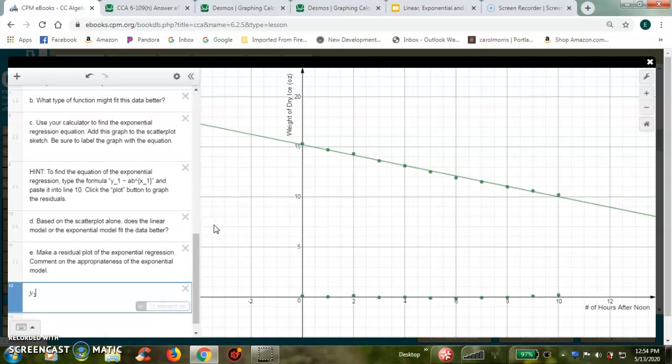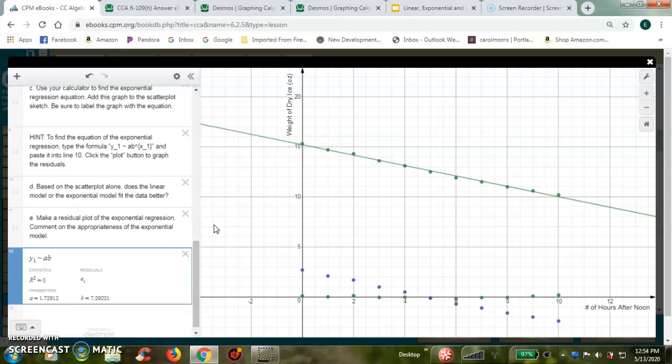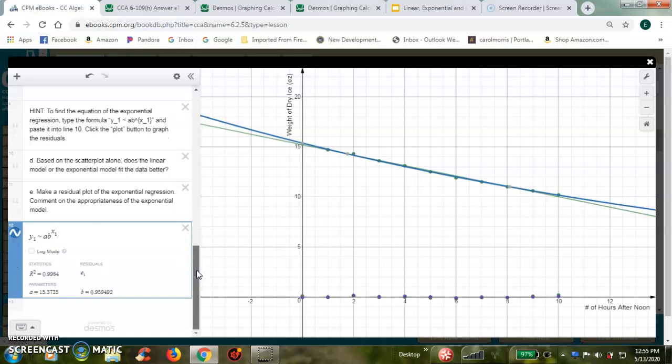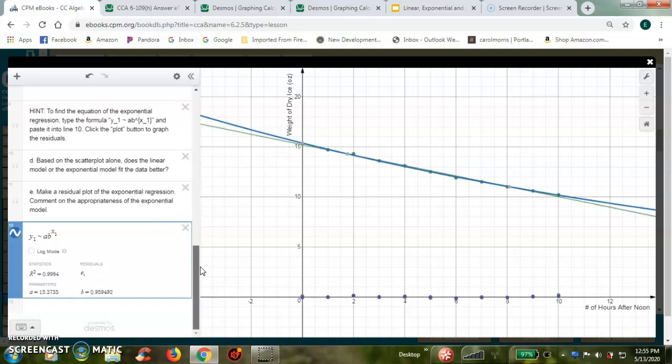So y1 is approximately equal to a times b, then I'm going to put the caret in again, to the x1, right? And again, you can see if you're looking at the green line versus the blue line, it's a slightly better fit. R squared in this case is 99.84. R squared in this case is 99.58. So again, in this case it is slight, but the exponential regression equation is a better fit, right?